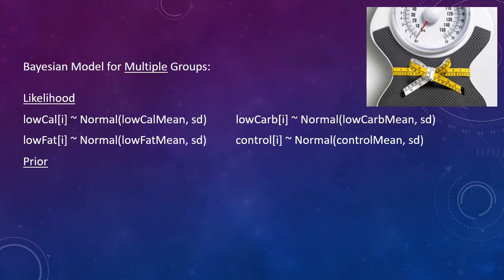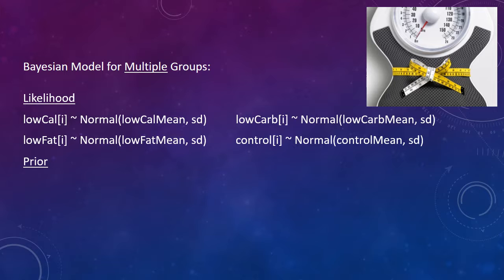We can use the similarity of weight loss in different programs to share information, so to speak, between the different groups. That is, even though the weight loss under the low-fat diet doesn't tell us exactly the weight loss under the low-carb diet, the amount of weight loss under the low-fat diet still gives us a general idea for how much we might be able to expect under the other weight loss programs.